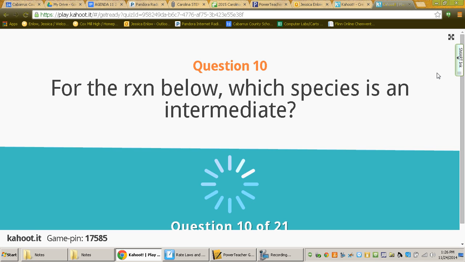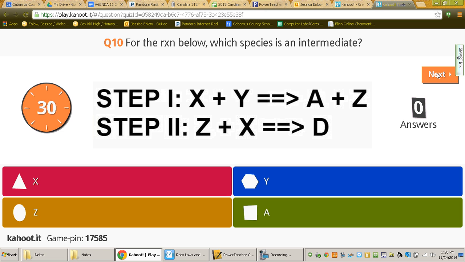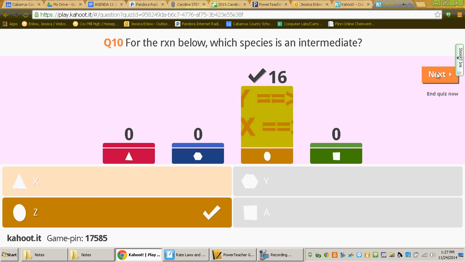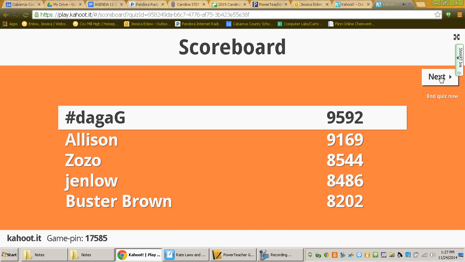For the reaction below, which species is an intermediate? Oh, I'm good. I was like, Z. Yes, we all should have that for show. Yes, now in 14th place.